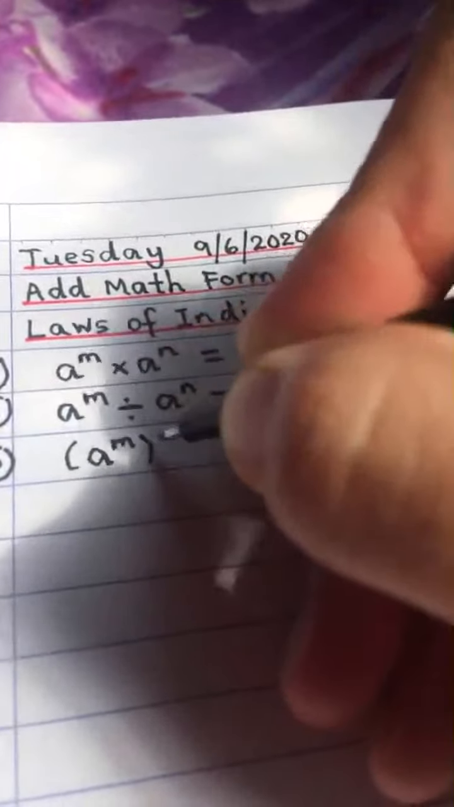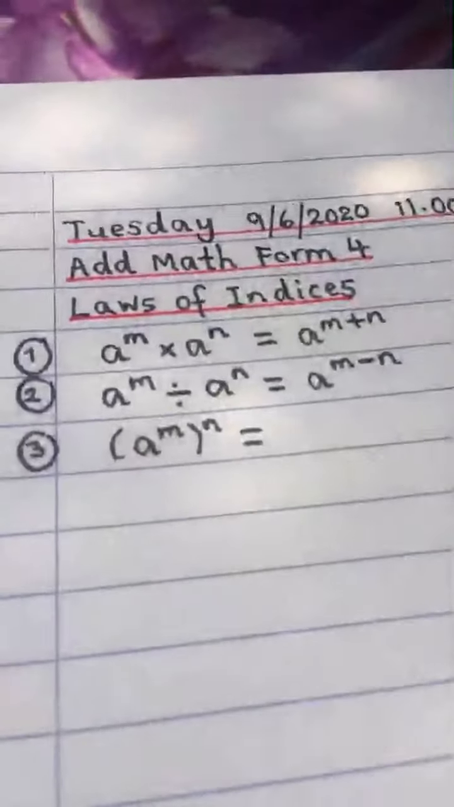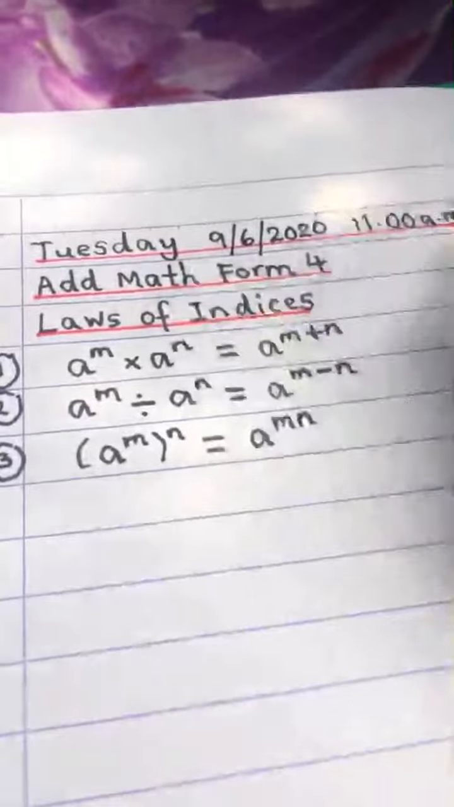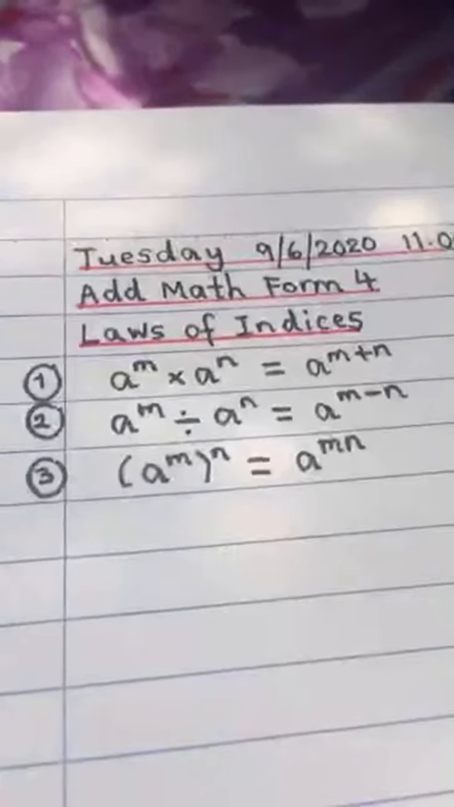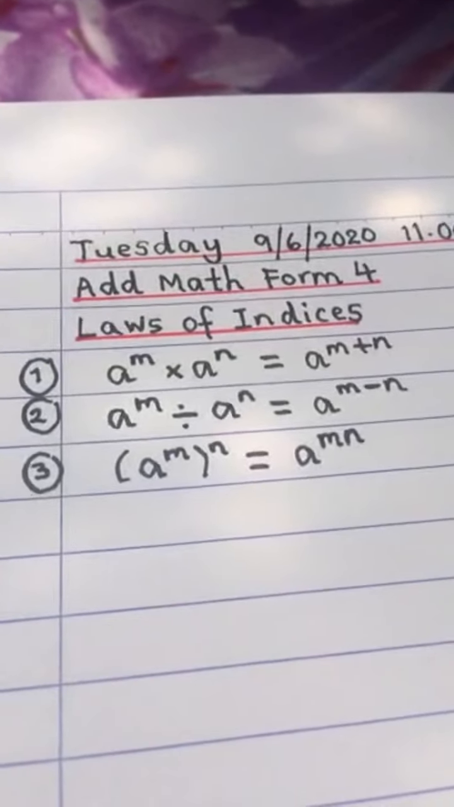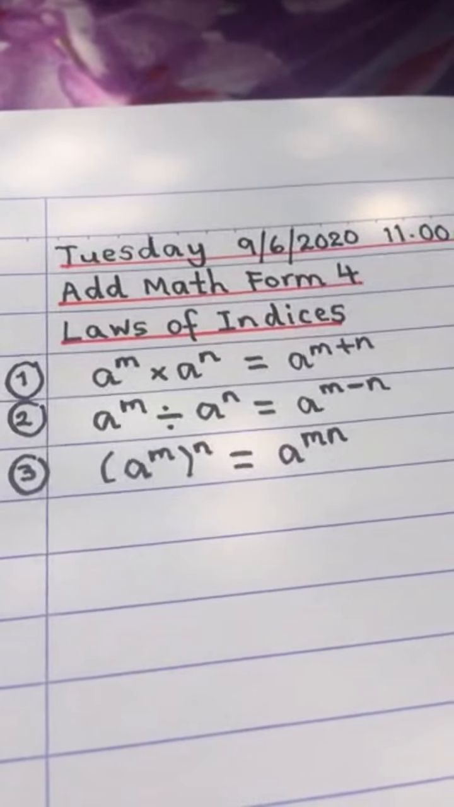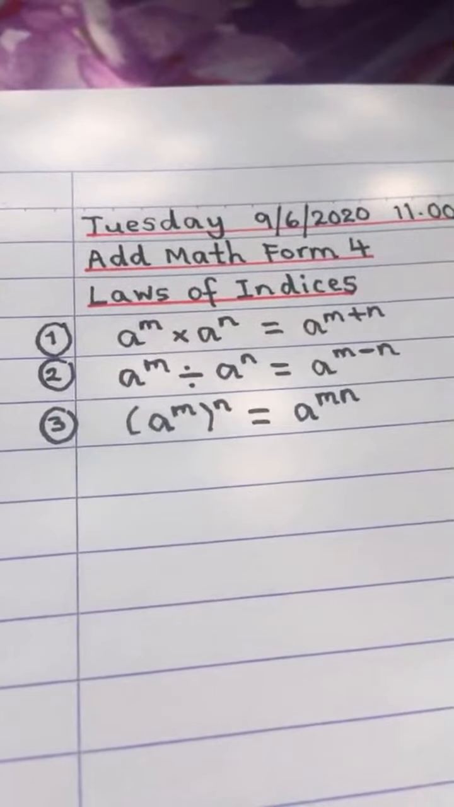For the third law, it will be power and power. Let's say you have a power m and then to the power of n. So when you see power and power, you just multiply. So you're going to have a to the power of m times n. Okay, let me give you one example. You have a will be 3, m will be 4, and then n will be 5. So it will be 3 to the power of 4 times 5, so it will be 3 to the power of 20. So this is the third law of indices.